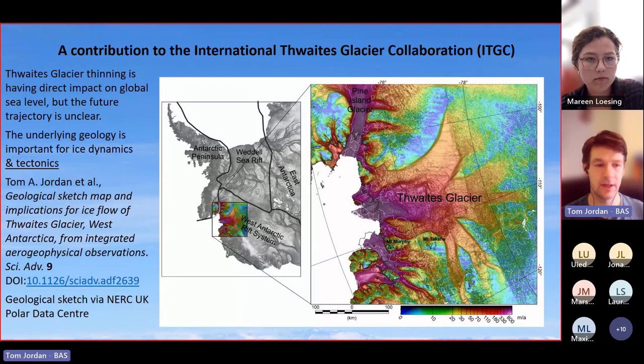And the paper is out in Science Advances. But the thing I wanted to stress is that the data for the geological sketch map, the line work for it, is available from the UK Polar Data Centre. So if you want to plot up my map and argue with the interpretations, that's the place to get the actual line data.